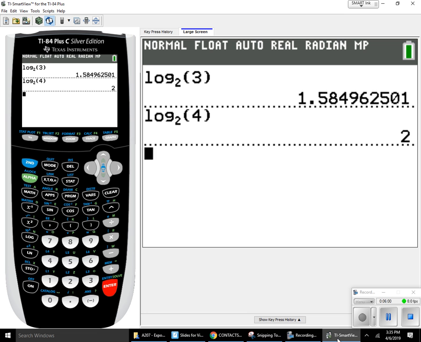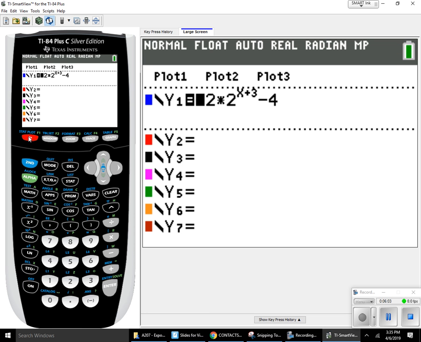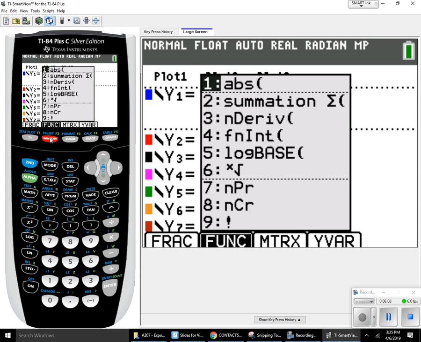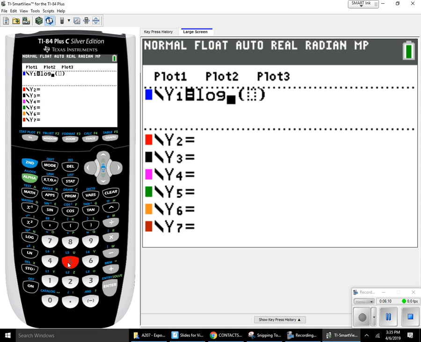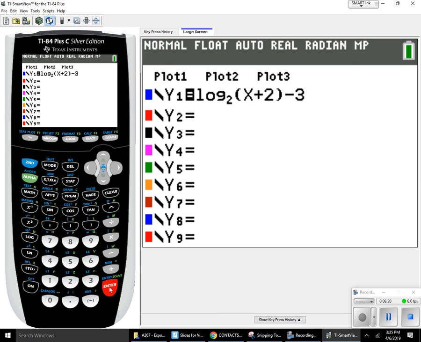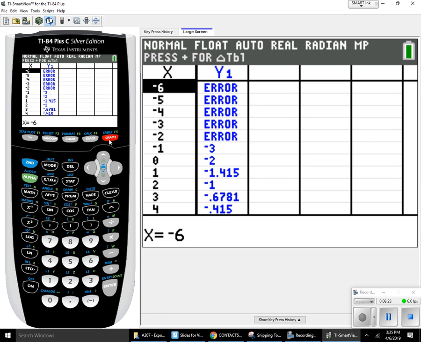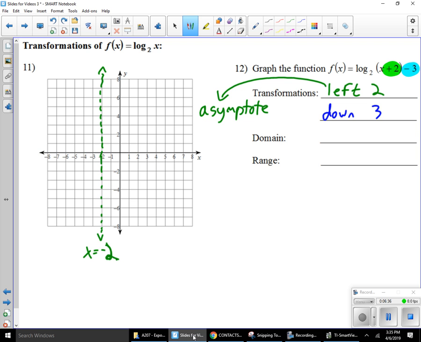To get the rest of our points, I recommend using the calculator. In that y equals menu, we can get rid of that exponential graph because we're done with them for a while. Alpha F2 brings up our log base menu, and I wanted log base 2 of (x + 2) minus 3. Just like with exponentials, we'll see a few ugly numbers. We'll also see some errors, because remember the domain is no longer all real numbers. Don't freak out when you see those errors. They belong there. We do get a few good numbers, (-1, -3).